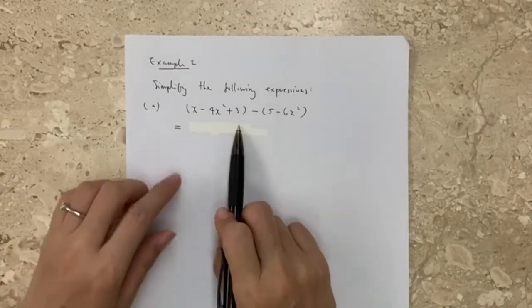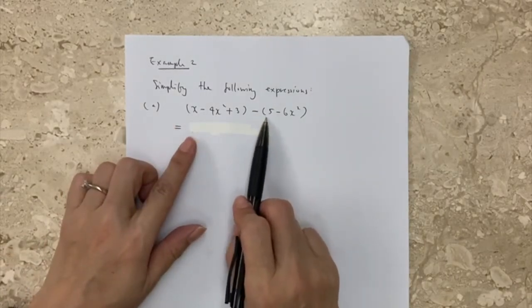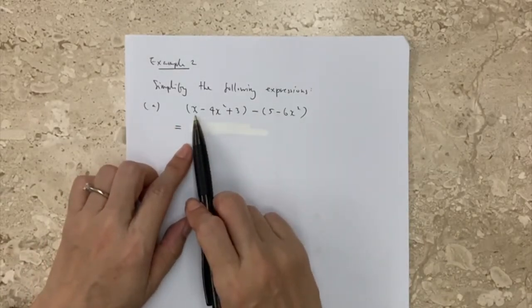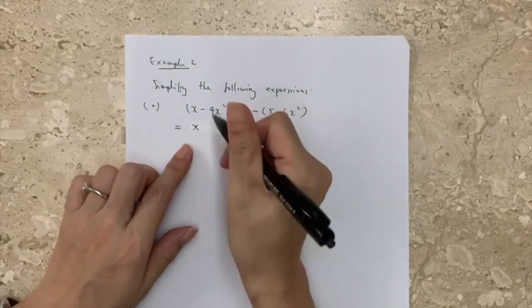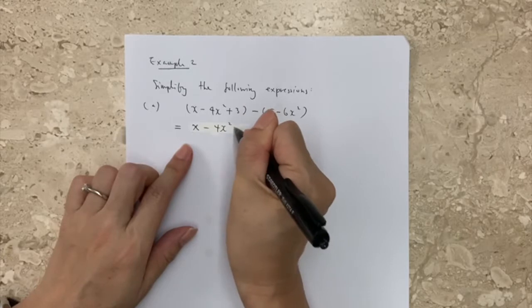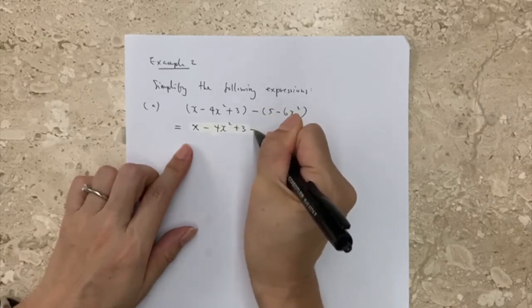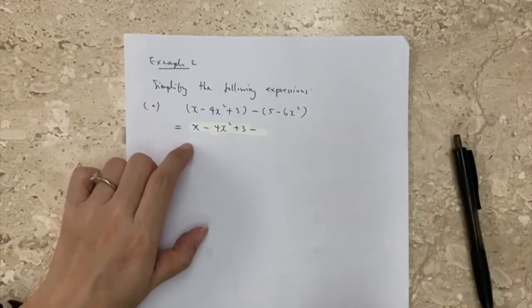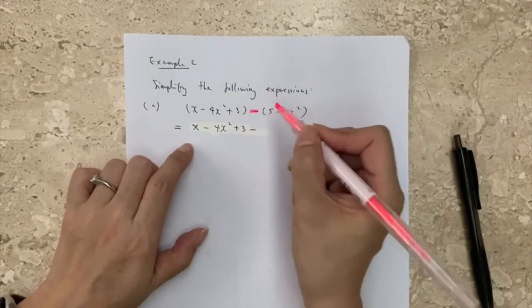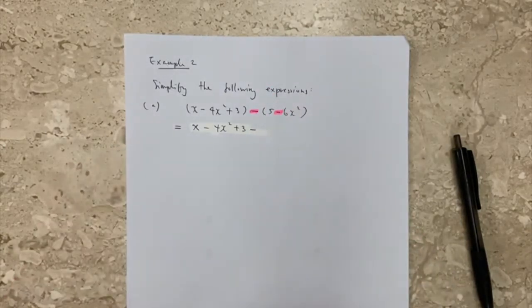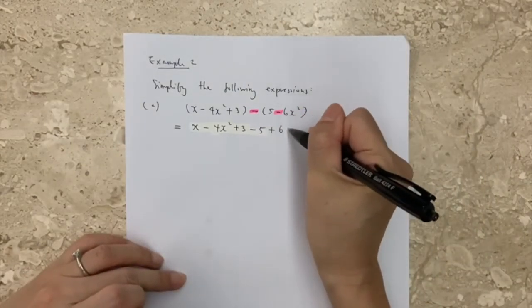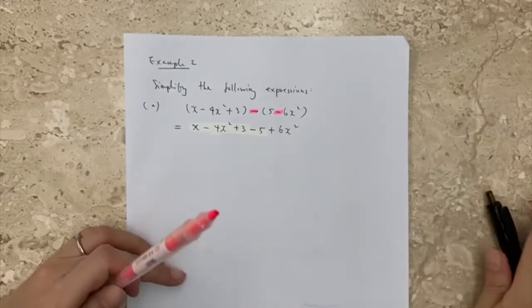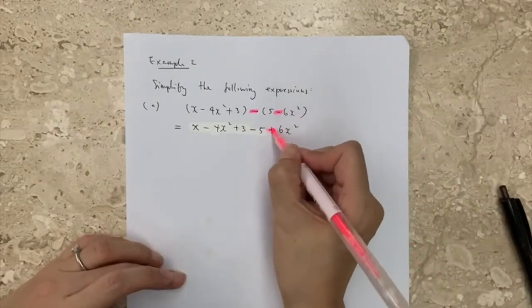Here we have another example about subtraction of polynomials. So the first thing here is to remove brackets. So therefore I have this x minus 4x squared plus 3, and then minus. Again, be very careful, whenever it is a minus and we remove brackets, we must change the sign. So that will be minus 5 and then plus 6x squared. So this is very important, so be very careful.